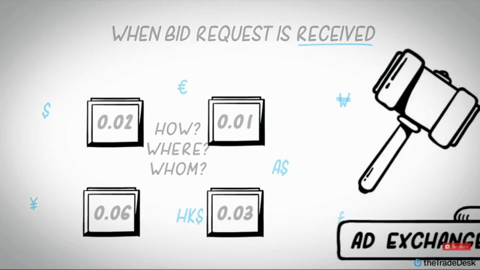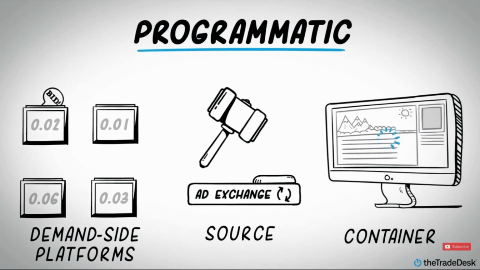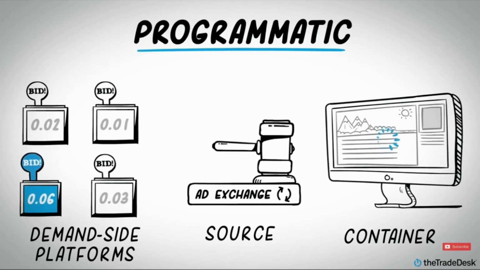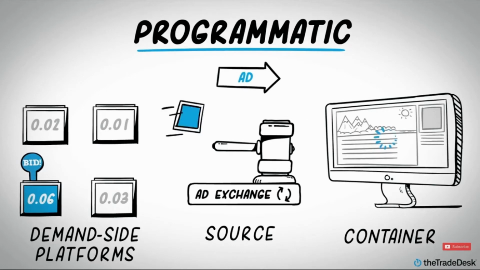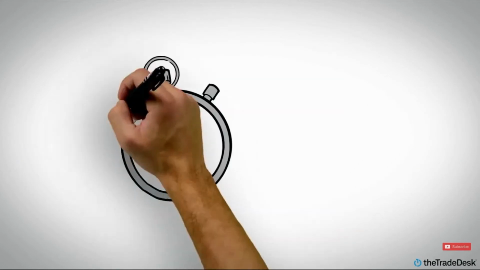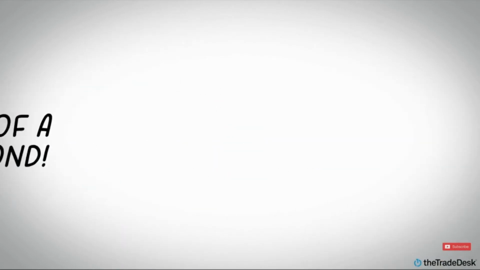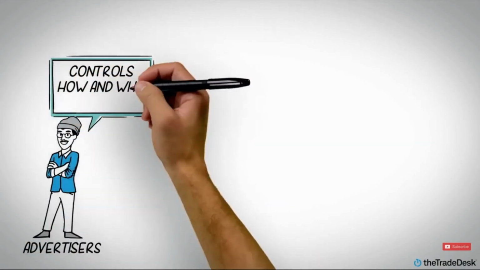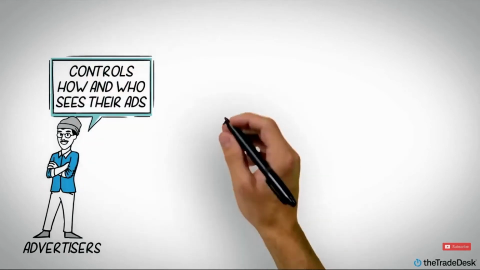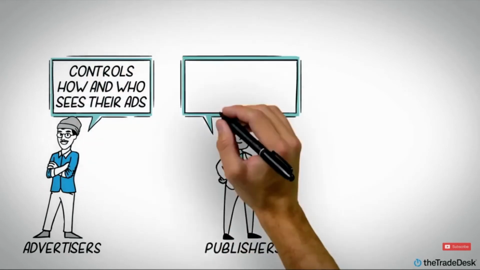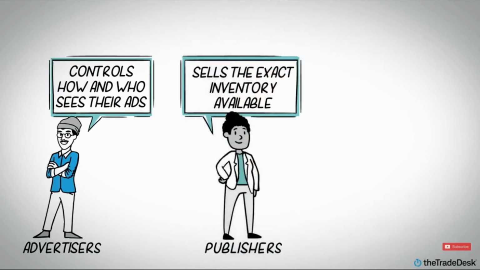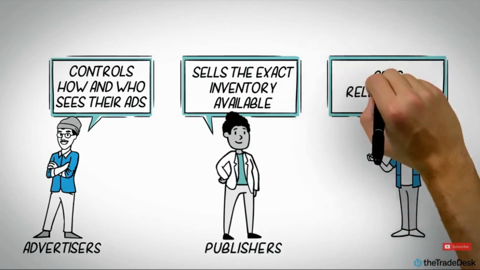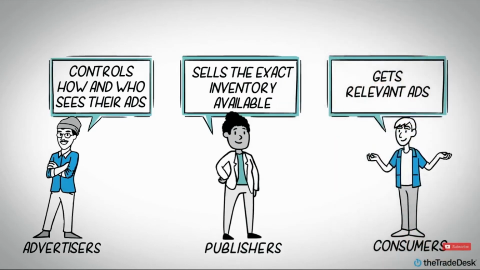An advertiser's level of interest is translated into a bid and is submitted to the exchange where all bids are auctioned. The highest bidder wins, and their ad is sent to fill the original container. All of this happens in about 1/10 of a second. This system puts the power back in the hands of advertisers by enabling them to decide the context and recipients of their ads. It also allows publishers to sell the exact amount of inventory available, since the marketplace operates in real time. And finally, it puts relevant ads in front of consumers.